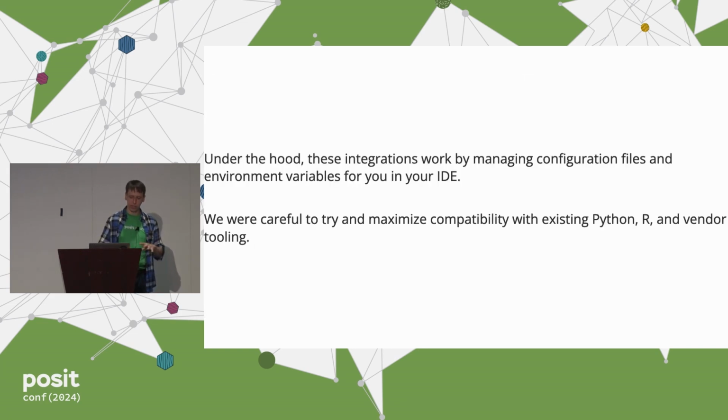Now, on the subject of being nerdy, you may be interested to know that the way this works under the hood is that Workbench will manage configuration files and environment variables for you. We will run through this OAuth stuff. We will refresh tokens for you. We will generate these configuration files. And we've been very, very careful to make this as compatible with the existing tools as possible. So you'll find things like the AWS CLI just work in RStudio. You'll find that the Databricks SDKs just work inside of Visual Studio Code in Python.